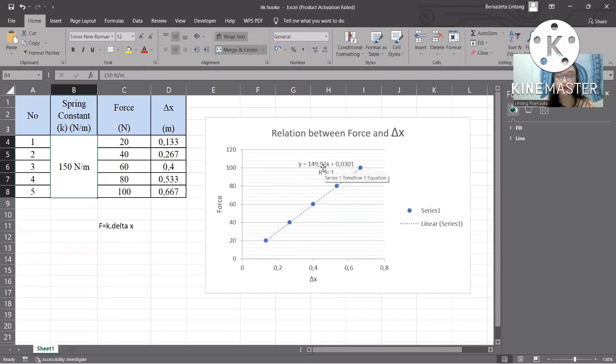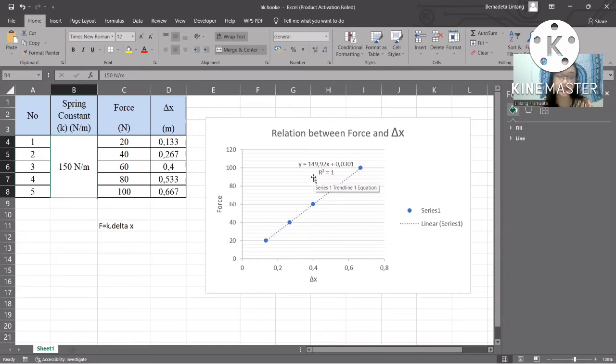It is almost the same as the spring constant that we use. We use 150 Newton per meter, and we get the spring constant based on the data of 149.92. It's almost the same value, or we can say that it is the same.